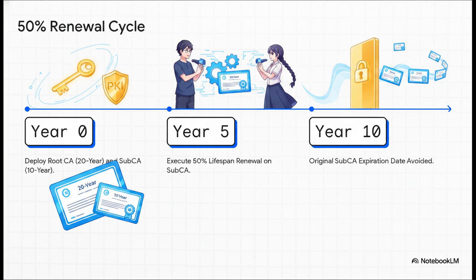Instead, you renew the sub-CA at exactly the 50% mark, so year 5. This guarantees that your leaf templates never, ever bump into the ceiling of a degrading CA lifespan. It essentially creates an automated, self-healing lifecycle.